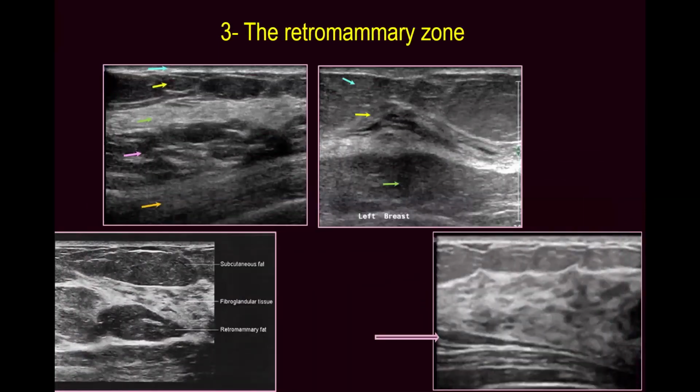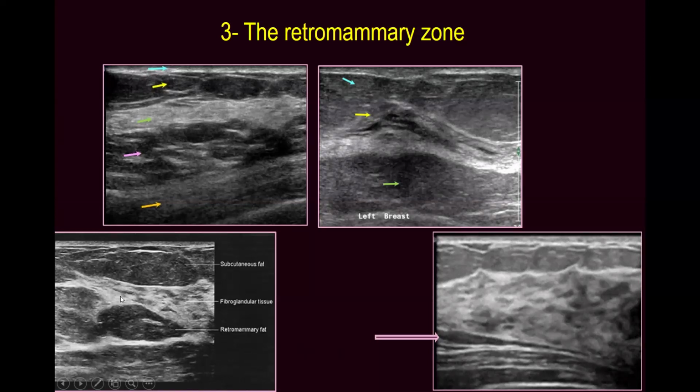Definitely now you are oriented to where exactly the retromammary zone is. When we talked about the pre-mammary zone, we mentioned the 3 zones. When we discussed the mammary zone, we also mentioned the 3 zones, and now we can recognize where exactly the retromammary zone is. The retromammary zone is the fatty layer posterior to the mammary zones. If you see here, this is the retromammary zone. You see, getting thin, thin, thin here.